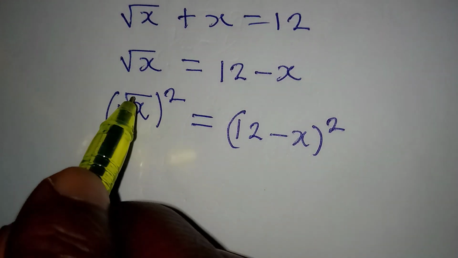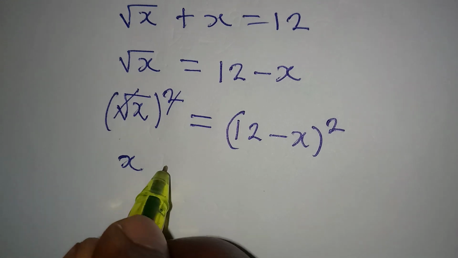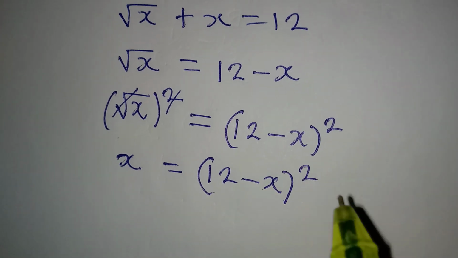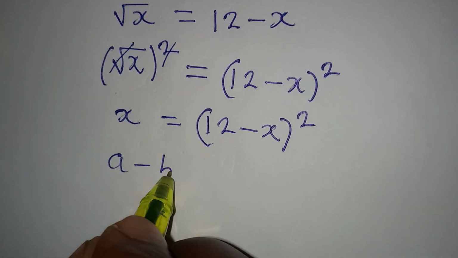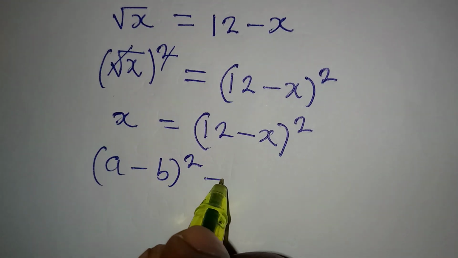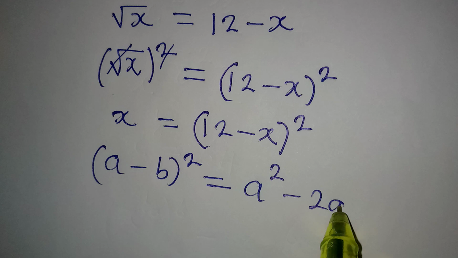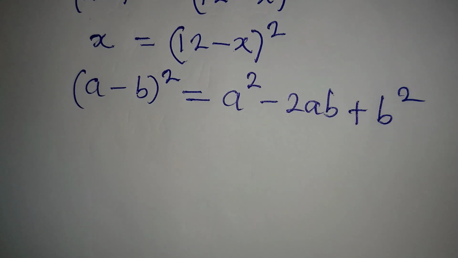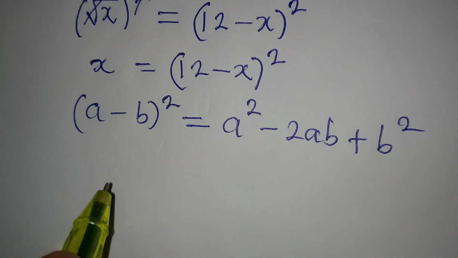Now what again can I do? This will cancel this. And that was the reason for us squaring both sides, right? So x here now will be equal to 12 minus x to the power of 2. But then, do you know that a minus b to the power of 2 is the same thing as a to the power of 2 minus 2ab plus b squared? Are you aware of this? Now, we're going to apply this standard to this problem right away.